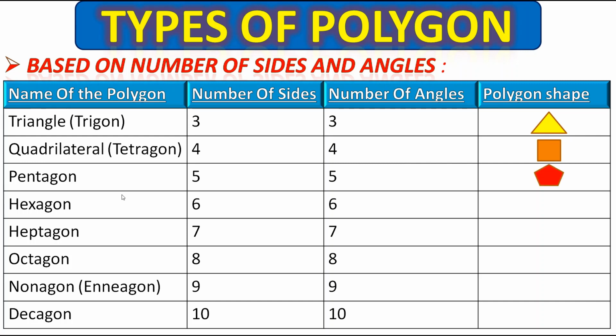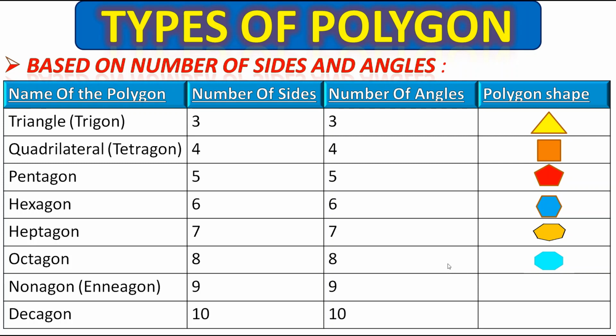Next comes hexagon, which has 6 sides and 6 angles and looks like this. Okay. Next is heptagon, which has 7 sides and 7 angles and it looks like this. Okay. Next comes octagon, which has 8 sides and 8 angles and it is like this.